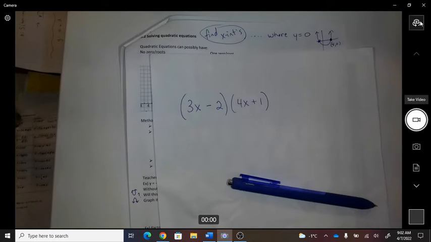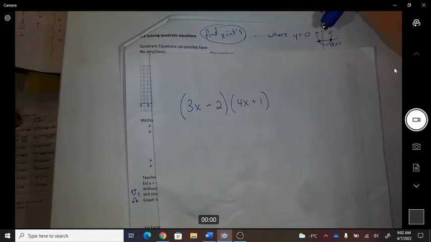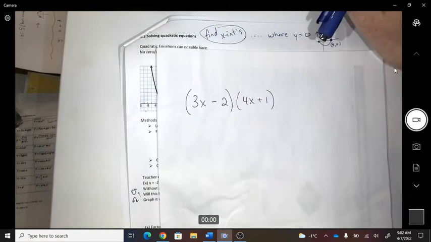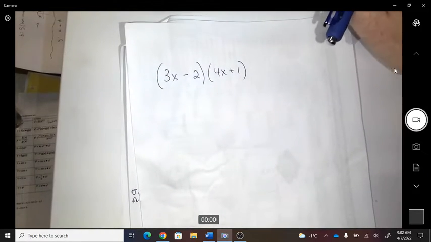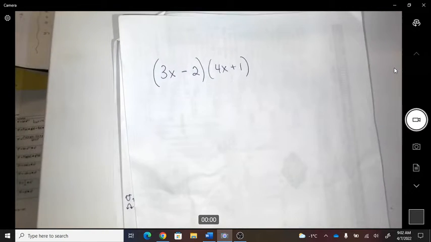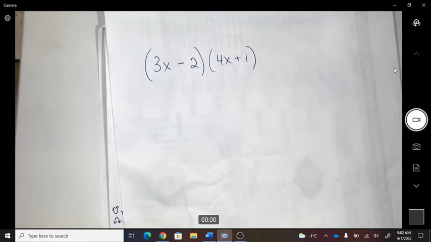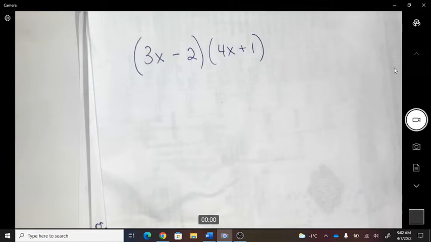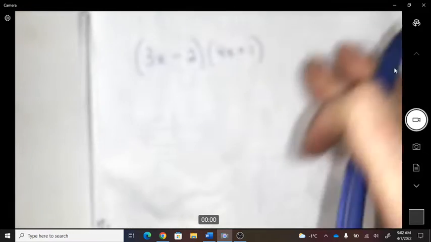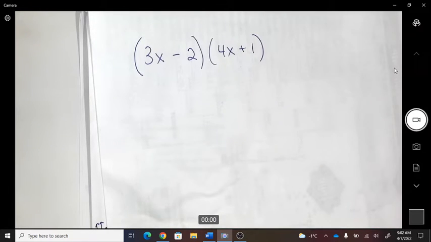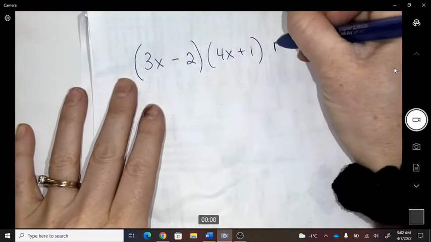Okay, so what I'm going to do is, I don't want you to write this down. I want you to just watch one and then we'll go to our notes. Okay, so don't write, just watch. This is actually factored already, but let's just practice foiling.